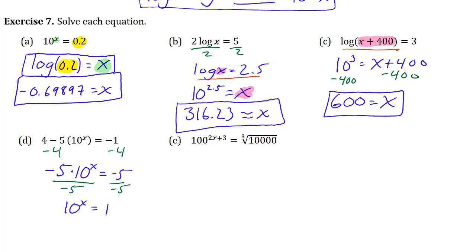And this is one you could solve without a logarithm, maybe. I mean, if you want to write it as a logarithm, that's okay. It would be log of 1 equals x, and the result would be 0. Because 0 is the exponent of 10 that results in 1.